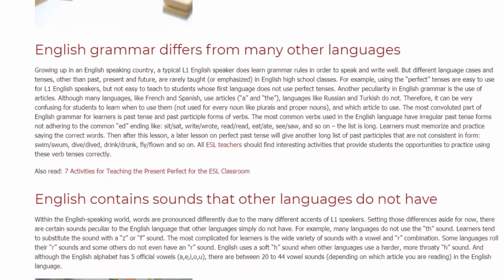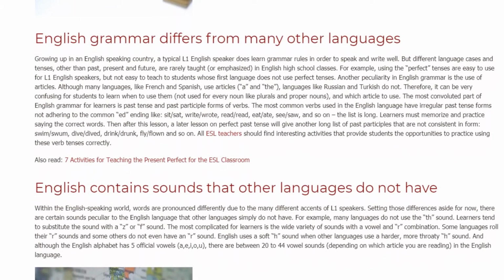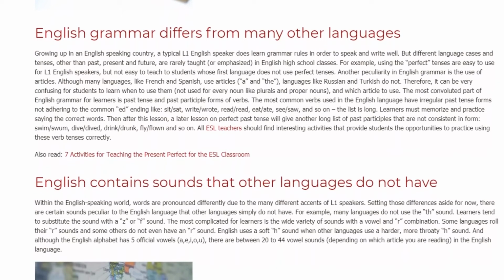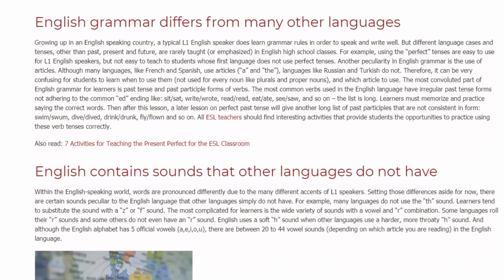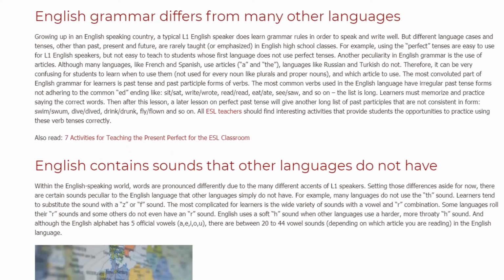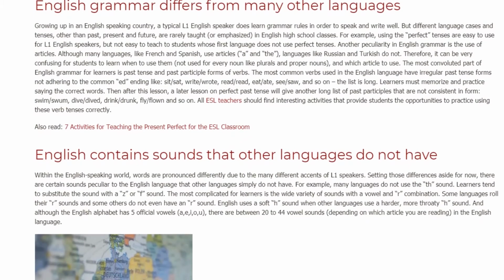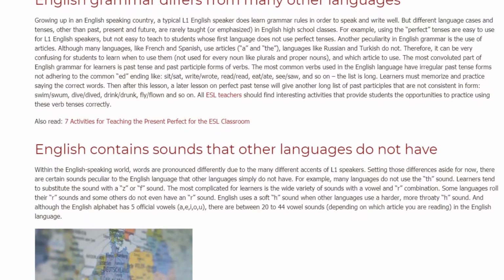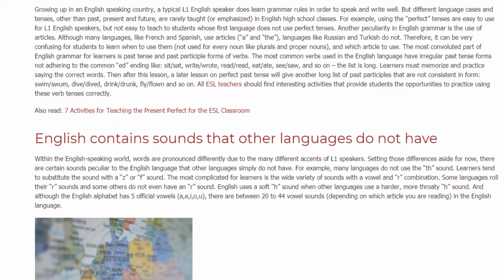Then after this lesson, a later lesson on perfect past tense will give another long list of past participles that are not consistent in form: swim or swum, dive or dived, drink or drunk, fly or flown, and so on. All ESL teachers should find interesting activities that provide students the opportunities to practice using these verb tenses correctly.